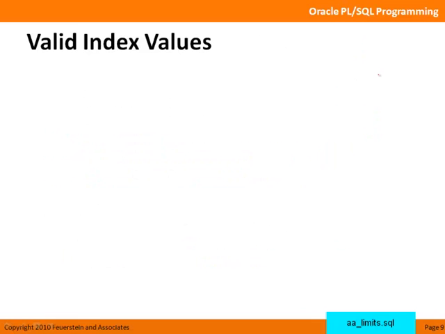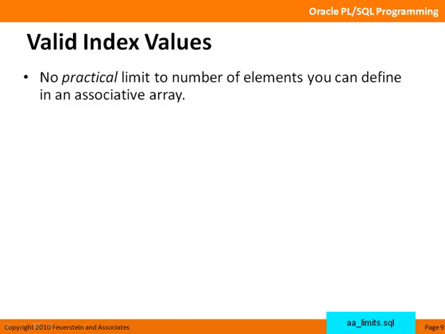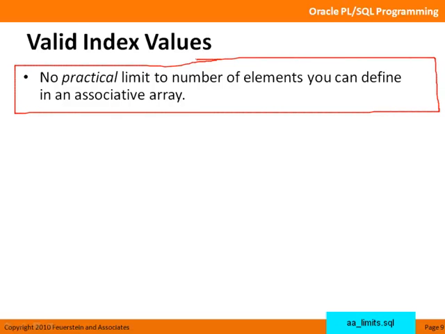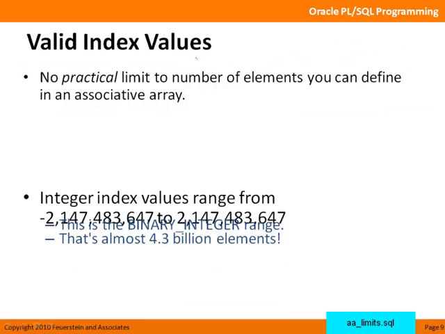Let's talk a little bit more about valid index values. I've talked before about how you can index by integer or by string. So what are the actual valid values that are allowed for these index values? First of all, there is no practical limit to the number of elements you can define in an associative array. In fact, the definition at the beginning of this talk talked about an unbounded list. Well, it's unbounded from the standpoint of practicality.